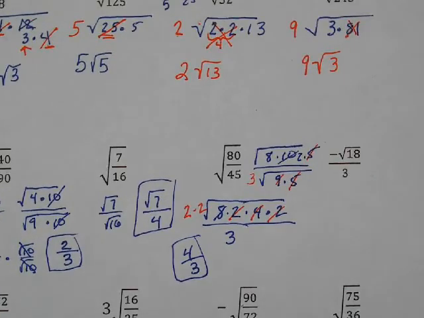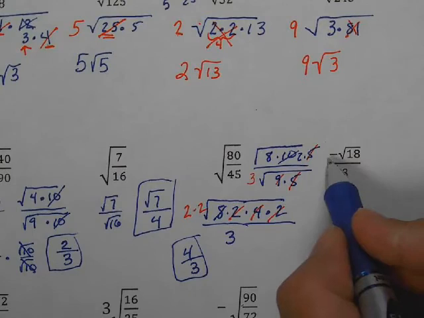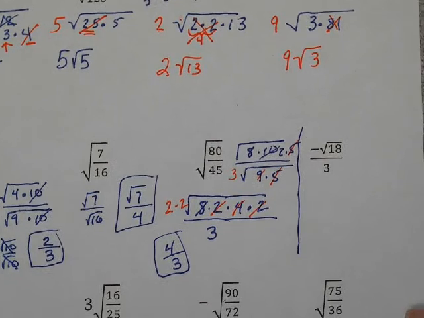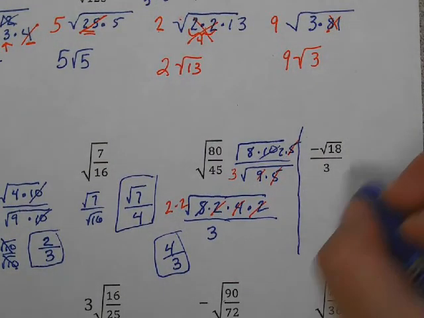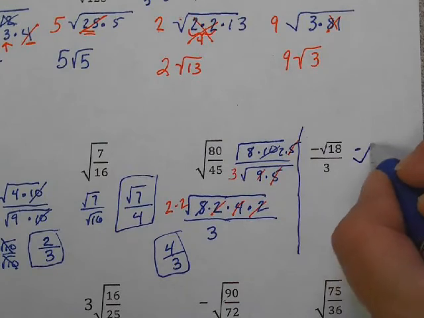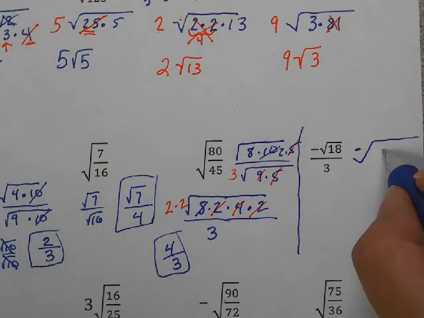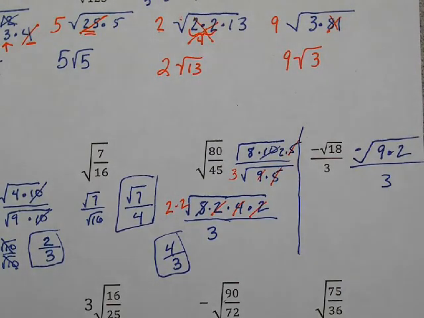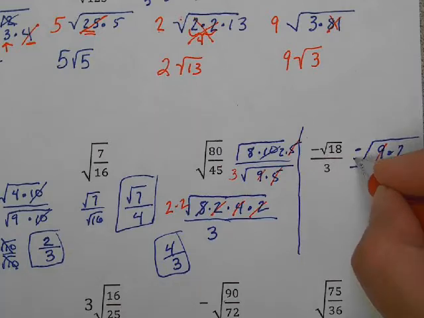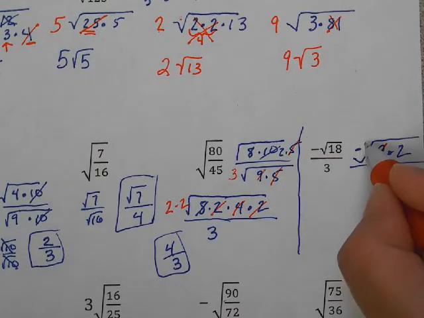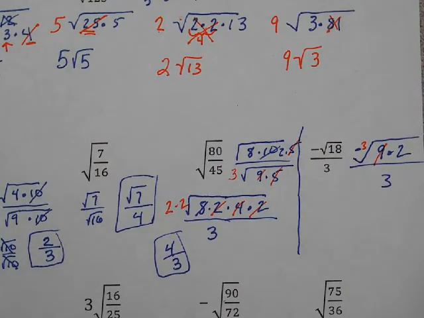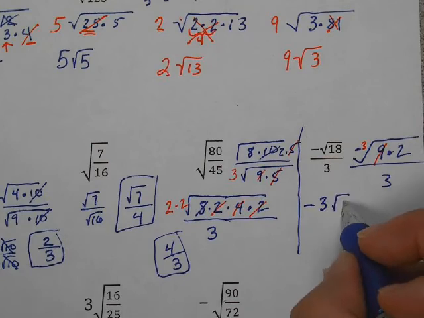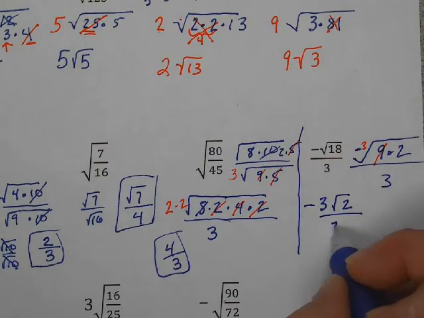Okay, let's look at the last one on this row. This negative just means like negative 1 times. So I'm just going to start factoring. I'm going to have negative on top, and 18, I'm going to make 9 times 2 because 9 is a perfect square. So the square root of 9 is going to pull a 3 out to the front, right in front of the radical. This is the way it should look: negative 3 times the square root of 2, and on the bottom I have 3.